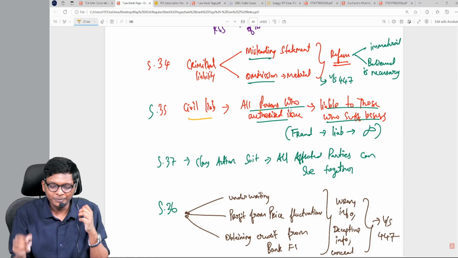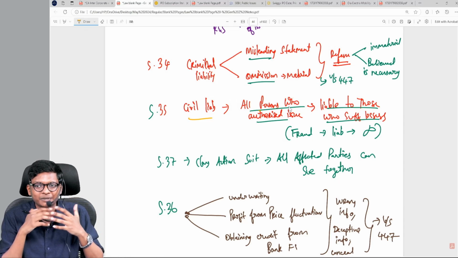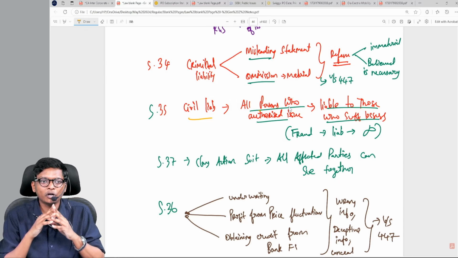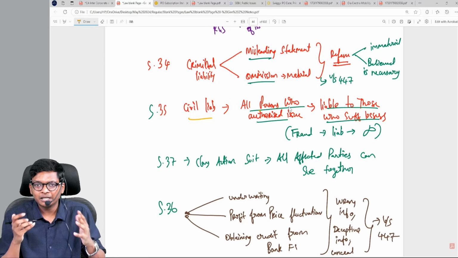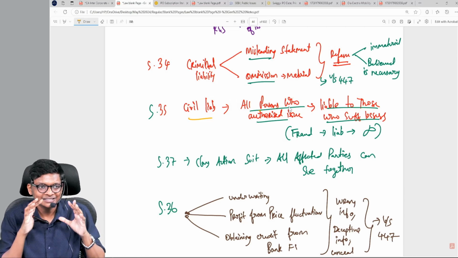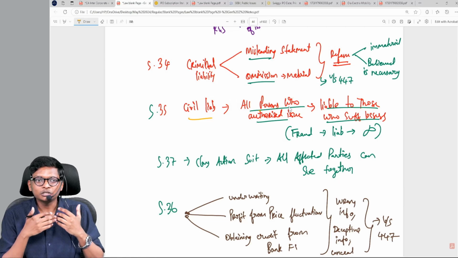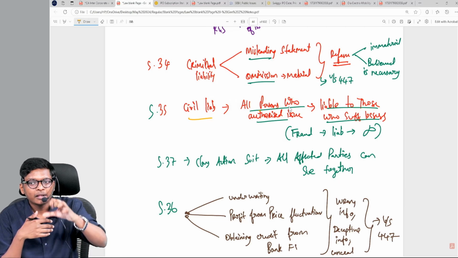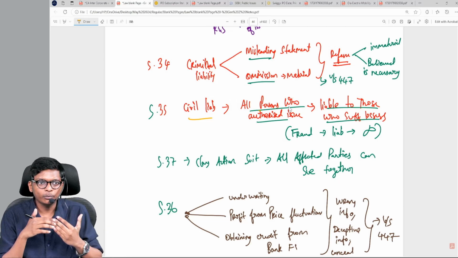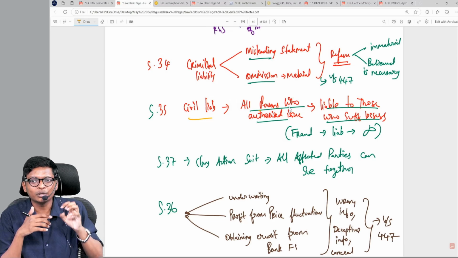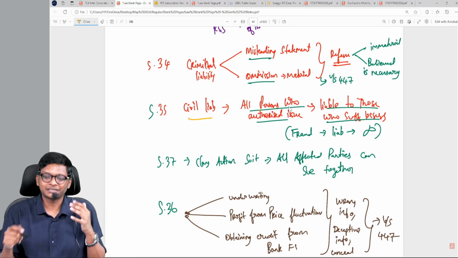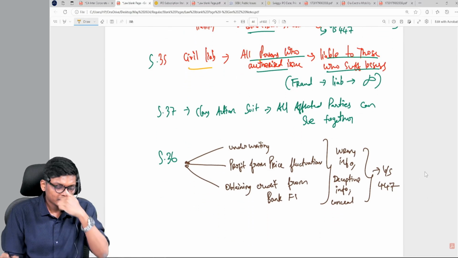35 is simple. All persons who authorized the issue are liable to the person who suffered loss. If fraud is involved, liability is unlimited. 35 also has a few defenses. In simple terms, you did not know about it, you thought it was true, or once you knew about it, you made an effort to withdraw your consent. If you knew about it after the prospectus was issued, you gave public notice. That's it. This is 35.